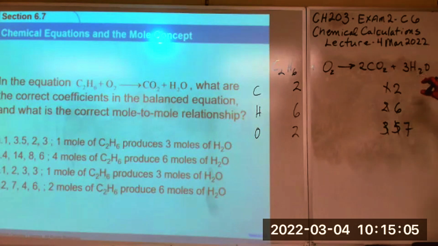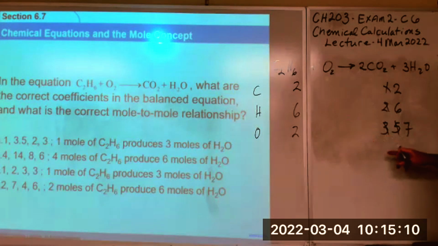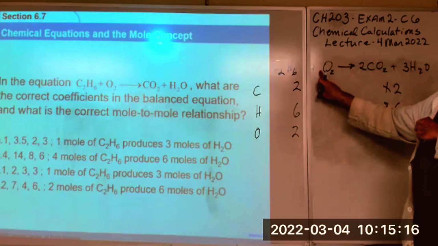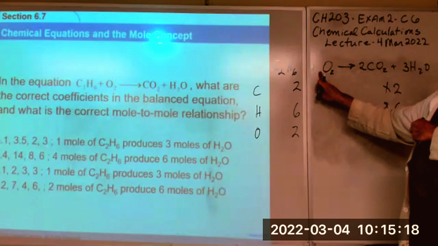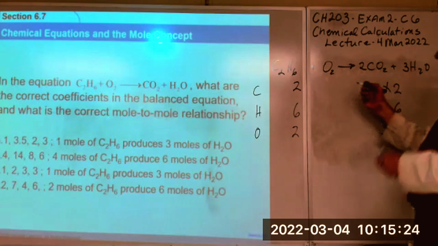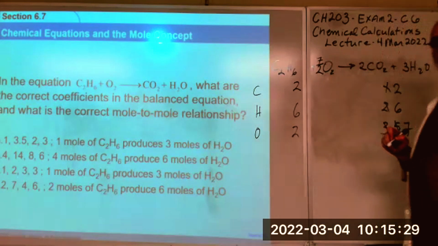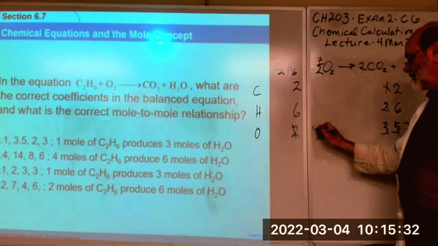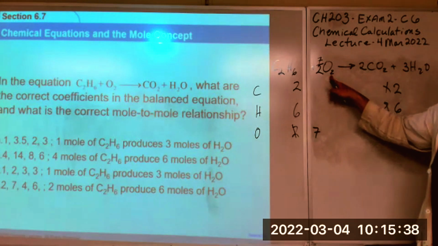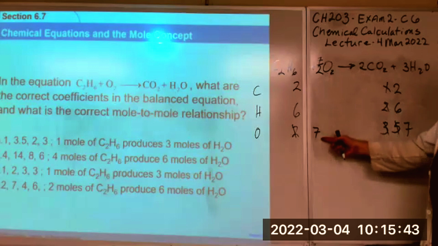Okay. Carbon and hydrogens are balanced. We've got this lone oxygen, but we only need 7 of them. If we put a 3 here, that gives us 6. Put a 4 there, that gives us 8. Right? So we can't do it with a whole number. So this is where we use the fraction trick. 7/2 will give us 7 oxygens. That molecule has 2 oxygens in it. So if you take half of them, that's 1 times 7 is 7 oxygens.